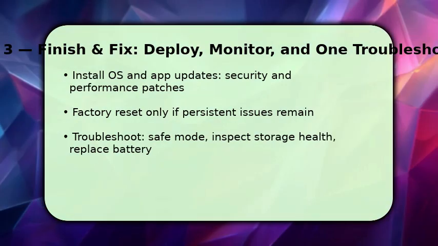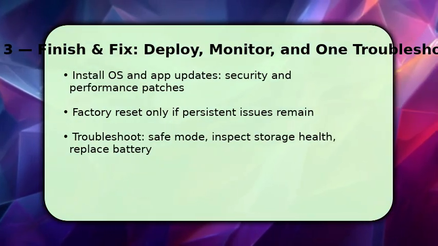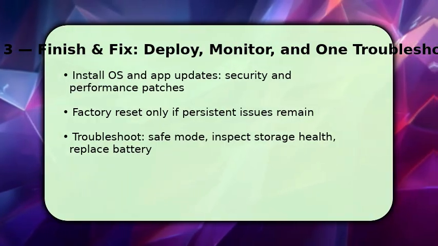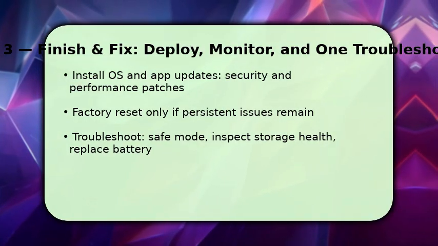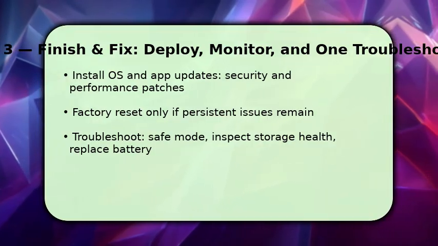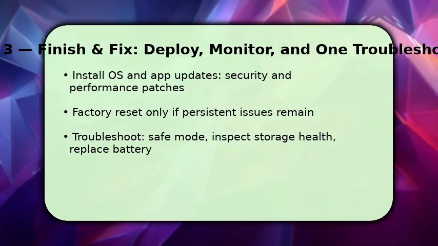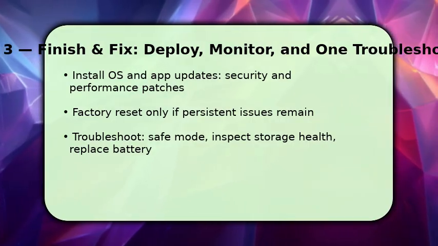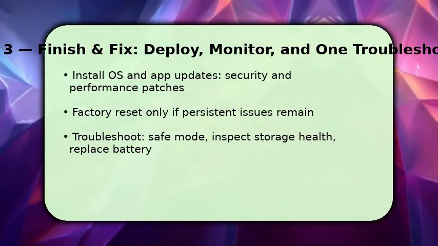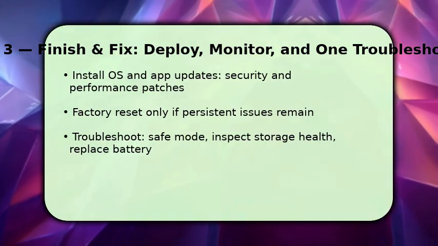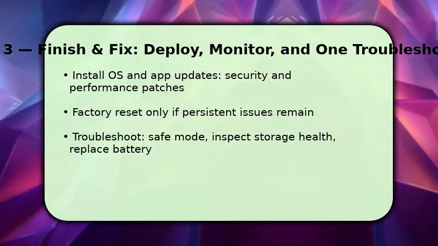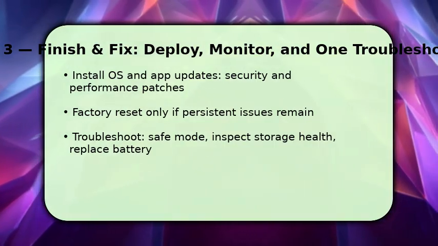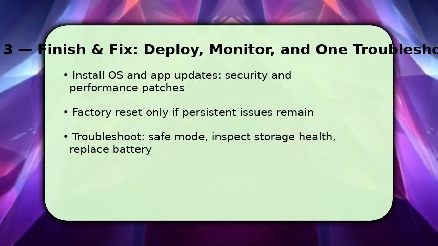Finally, apply updates and run tests. OS and app updates often include performance fixes, so install them and reboot. If slowness persists, boot into safe mode to confirm third-party apps are the cause, and consider a factory reset after backing up your data. This eliminates software corruption. Make sure to check storage health and battery condition. An aging battery or failing storage can mimic lag. If problems continue, try replacing the battery or storage, and then reevaluate performance.